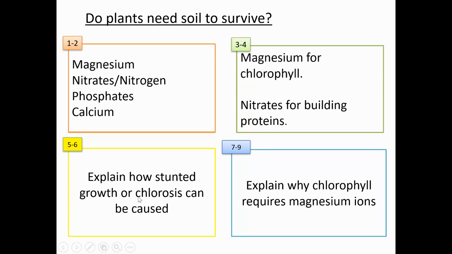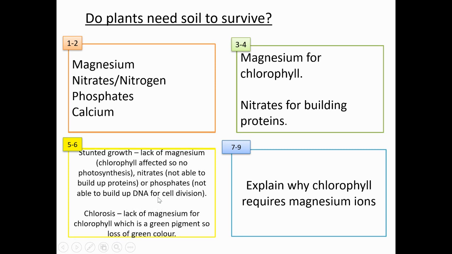Explain how stunted growth or chlorosis can be caused. Well, stunted growth could be caused by a lack of magnesium. Chlorophyll is affected, so no photosynthesis. A lack of nitrates could mean you're not able to build proteins. And phosphates mean you can't build up DNA for cell division or respiration. And chlorosis is caused by a lack of magnesium for chlorophyll, which is a green pigment, so there's a loss of that green colour.